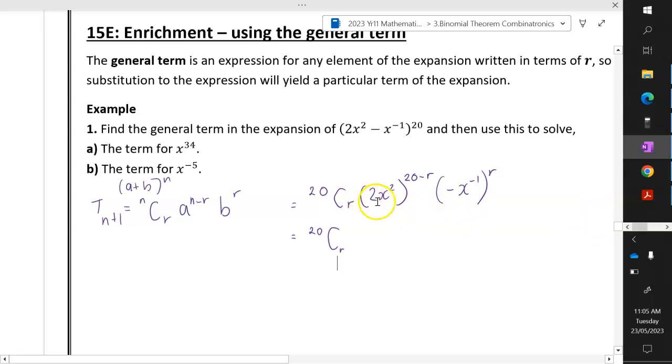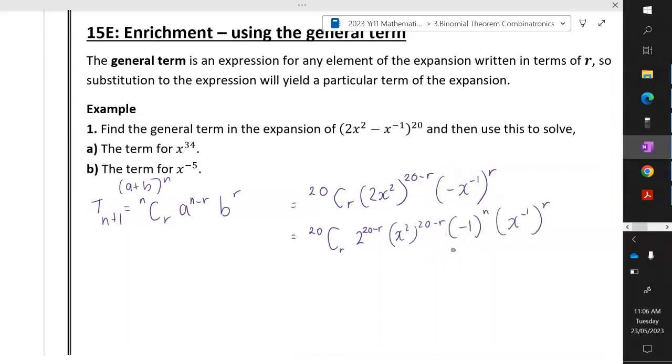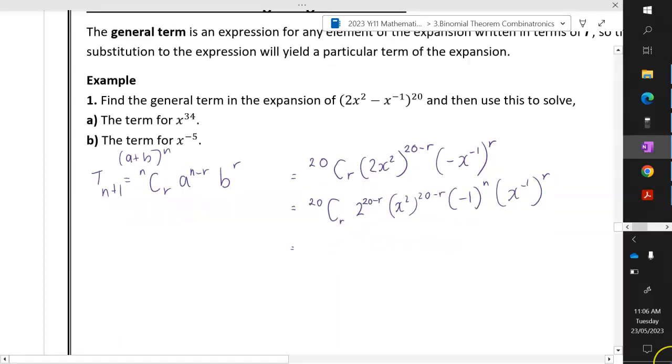So I'm going to split the 2 and the x squared up and make those both with the power of 20 minus r. So we're going to have 2 to the 20 minus r, x squared to the 20 minus r. I've got this minus 1x to the minus 1 over here, which is really minus 1 to the r. So I'm going to split that up as well and make it minus 1 to the r, and I'm going to have x to the minus 1 to the r. So what that's going to give me, again, is 20cr. I've still got my 2 to the 20 minus r.